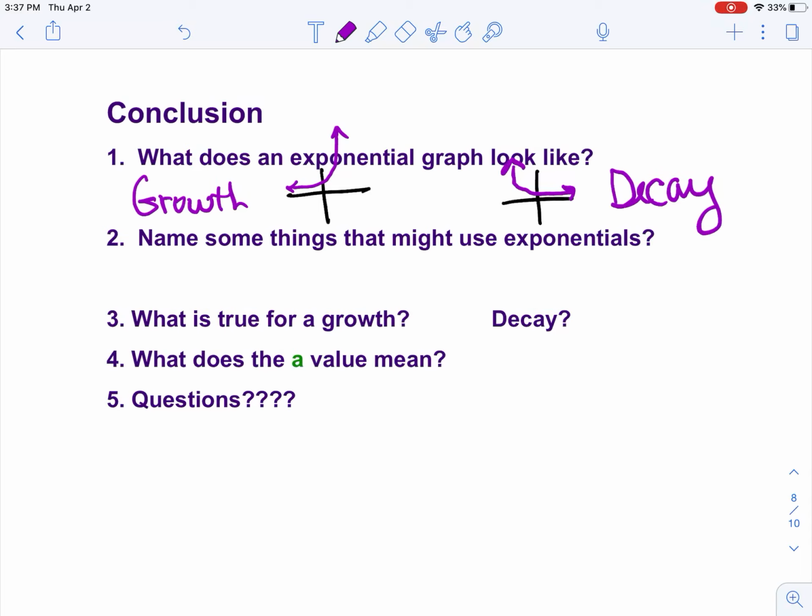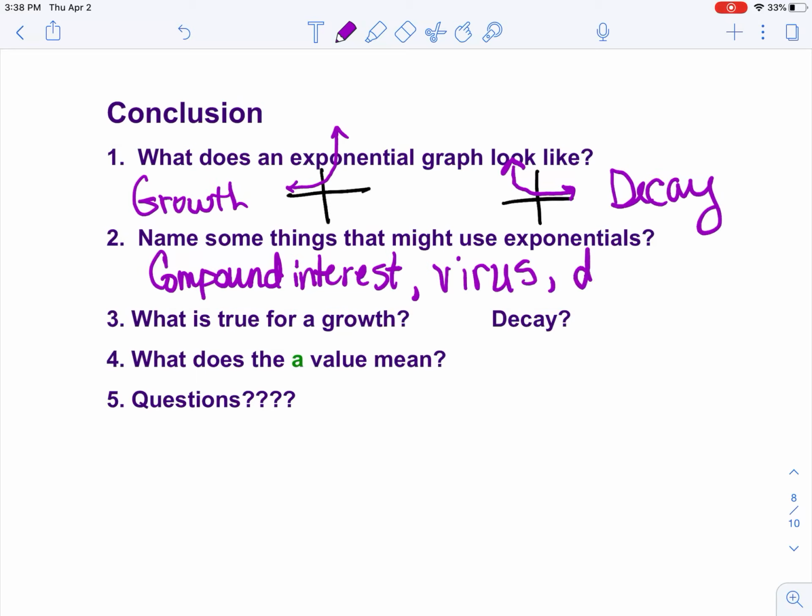All right, name some things that might use exponentials? Well, compound interest. What's happening with us right now? Viruses, right? Doctors use it a lot. All kinds of banking.